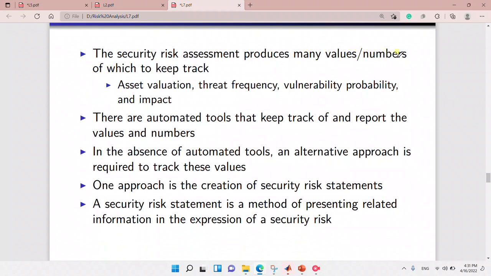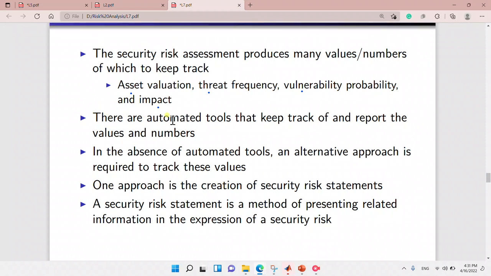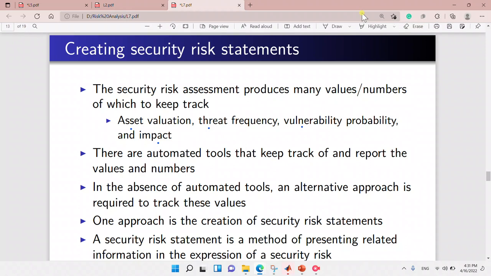Creating risk statements. Now we do risk assessment procedures. There are many values and numbers of which we need to keep track. We have asset valuation, threat frequency, vulnerability, probability, and impact. There are automated tools that keep track of and report the values and numbers. In the absence of automated tools, an alternative approach is required to track these values. There must be tracking for risk assessment.